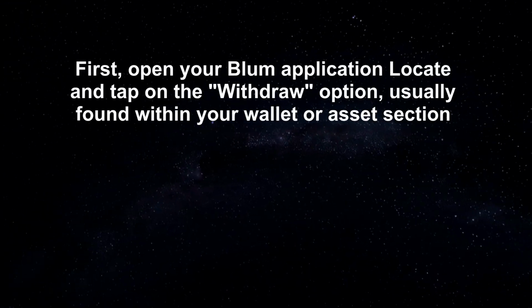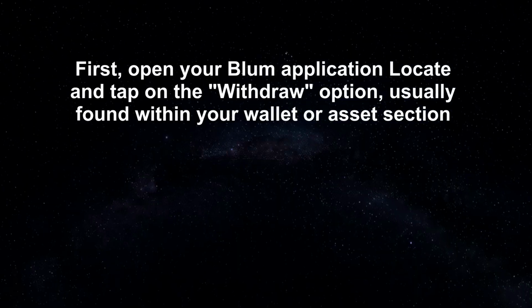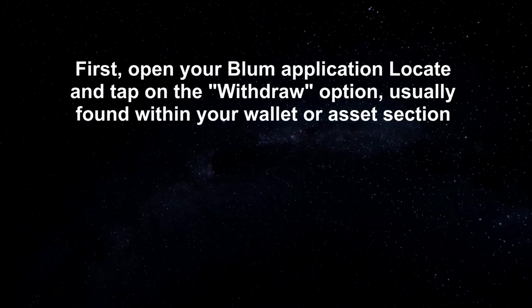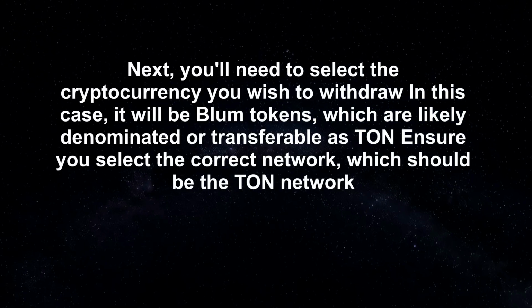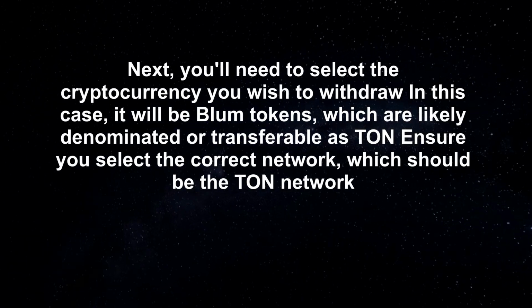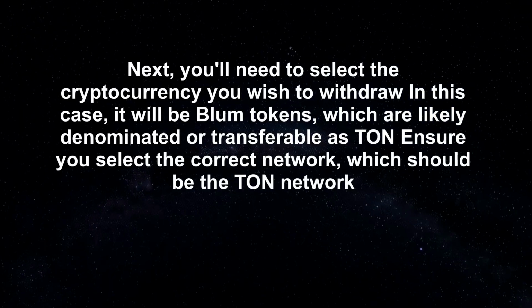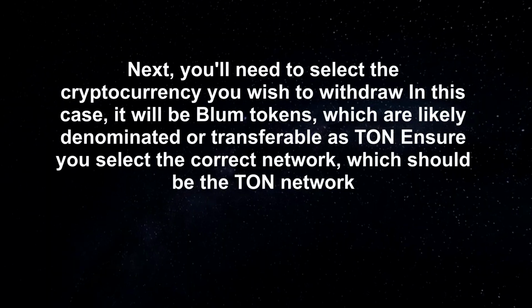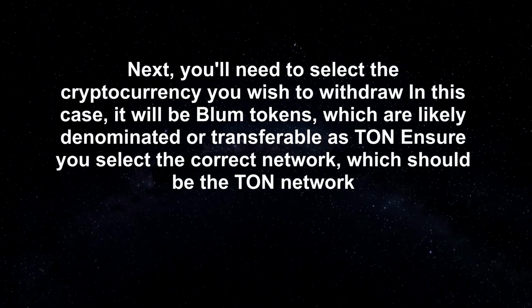First, open your Blum application, locate and tap on the withdraw option, usually found within your wallet or asset section. Next, you'll need to select the cryptocurrency you wish to withdraw. In this case, it will be Blum tokens, which are likely denominated or transferable as TON. Ensure you select the correct network, which should be the TON network.